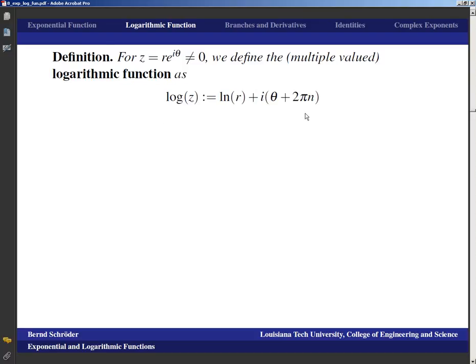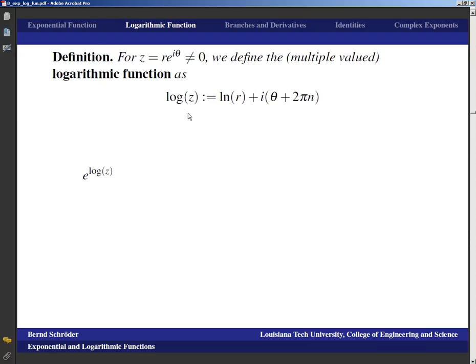This function now is a function that has infinitely many values. That's of course more annoying than just having two values, but in the end it is the same principle. We want these functions to capture all the solutions of the equation e to the z equals w. Okay, so what does that mean now?